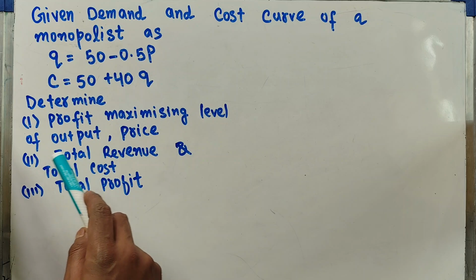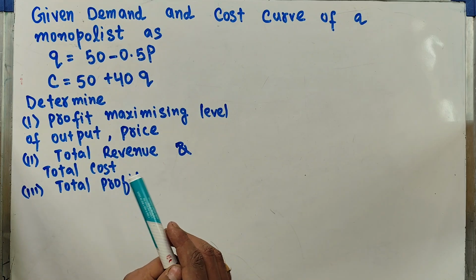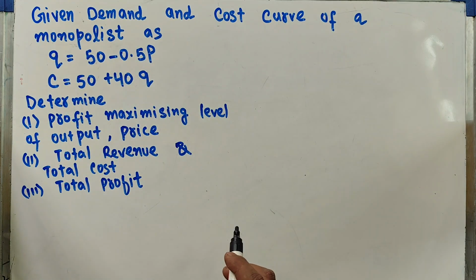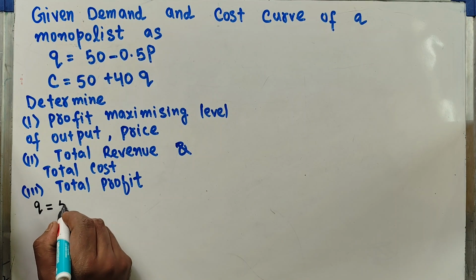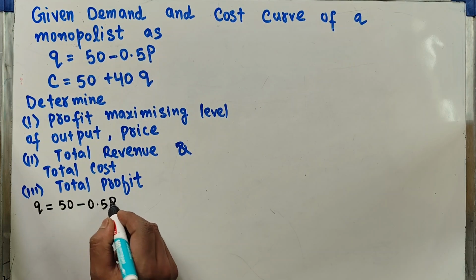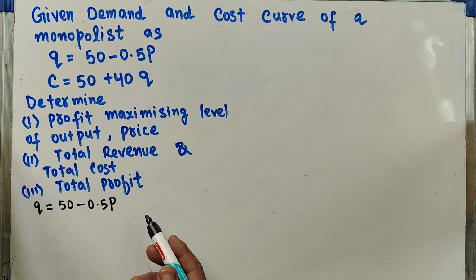Also, we have to find the total revenue and total cost, and then we need to find out the total profit. Okay. Now what we are being given is this demand function for the monopolist: Q is equal to 50 minus 0.5P. First thing is we find out the inverse demand function, that is, we solve this demand function for price.